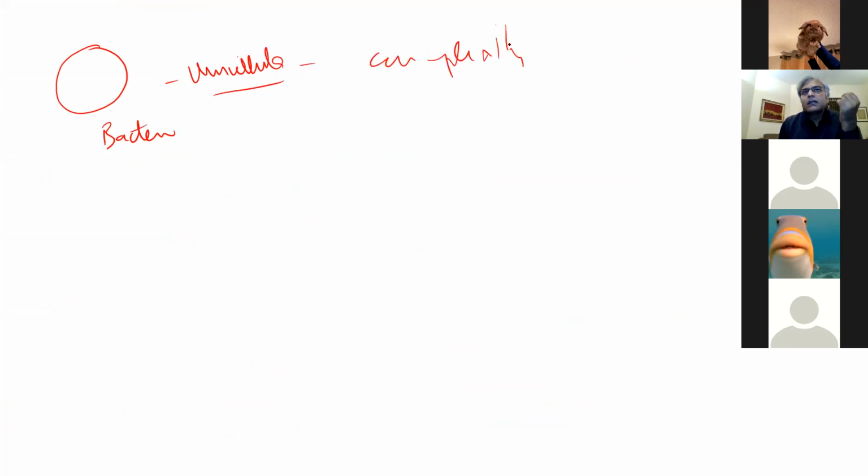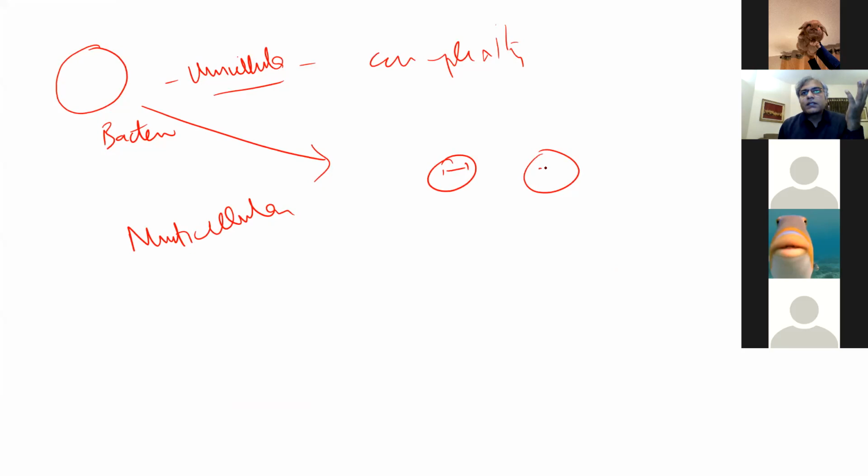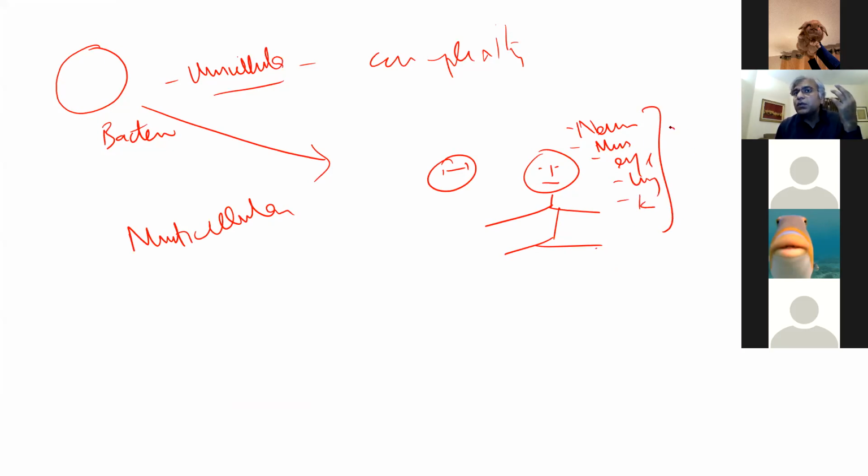In case of bacteria, it's a unicellular organism. It's unicellular. There's no complexity. Compare this with a multicellular organism. Multicellular means not yeast. Yeast is unicellular. Let's say our cells, humans. You have neurons, you have muscle cells, you have eye cells, you have lungs, you have kidney. More than 200 different cell types we have.